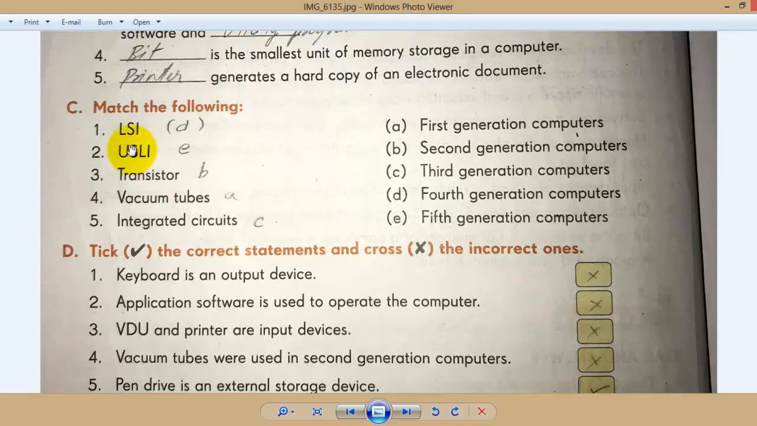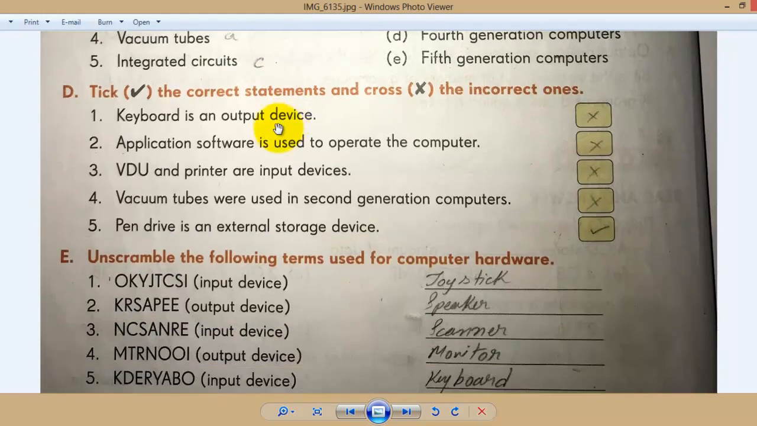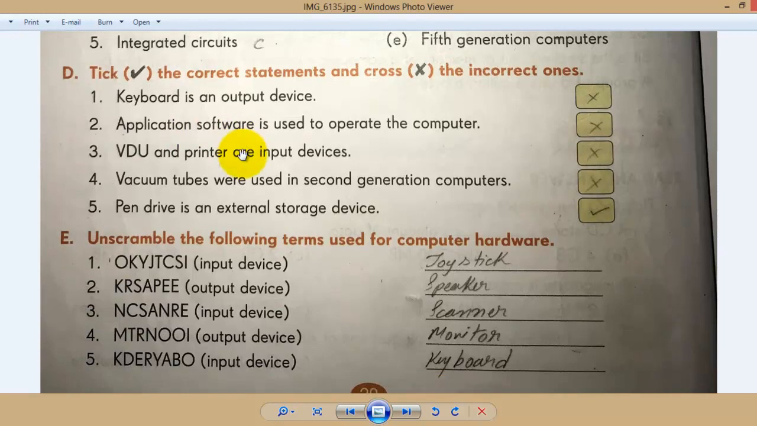Match the following: LSI is used in the fourth generation, ULSI in the fifth generation, transistor in the second generation, vacuum tube is first generation, and integrated circuit in the third generation. I have already given this study material in your Google Classroom also. You can check it from there and read it.